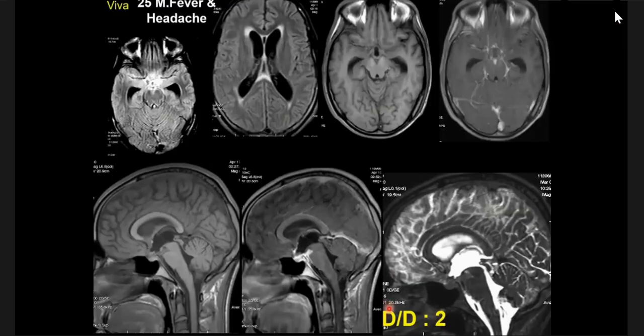Okay, the first thing that caught my eye is the basal meningeal enhancement surrounding the brainstem and in the interpeduncular cistern, as well as the ambient cistern. This is also appreciated on the sagittal post-contrast sequence. I can also see supratentorial hydrocephalic changes. I can also see high FLAIR signal intensity, bilateral and symmetrical, surrounding the frontal and occipital horns.